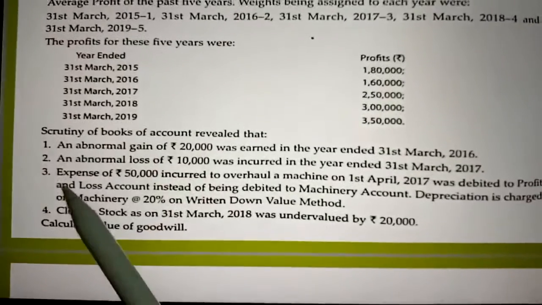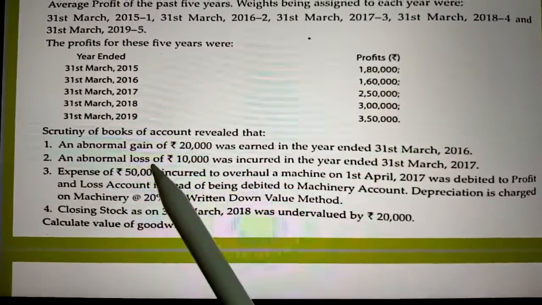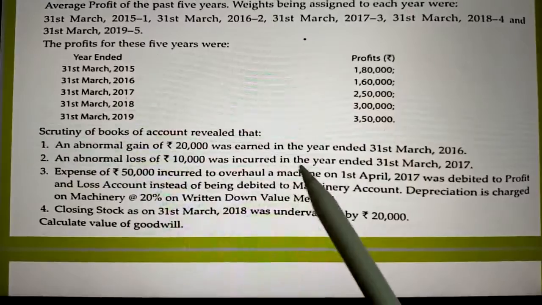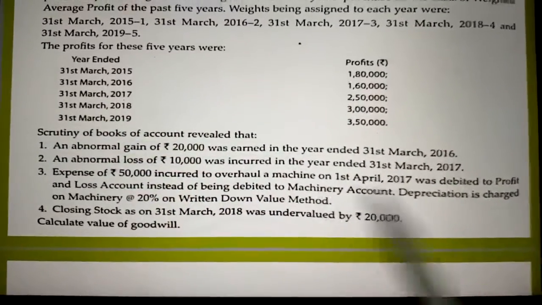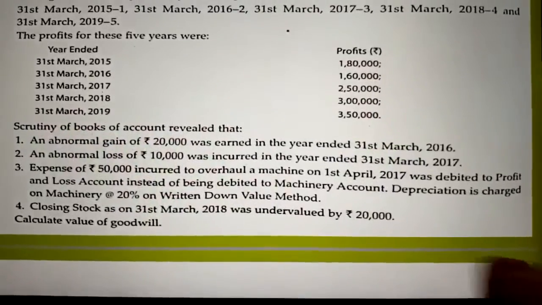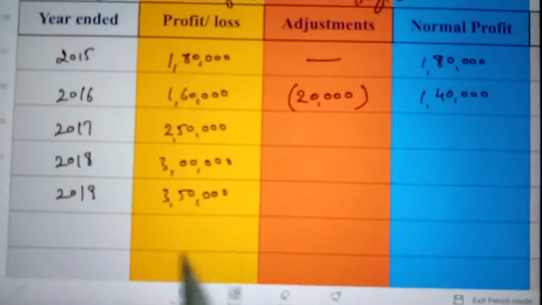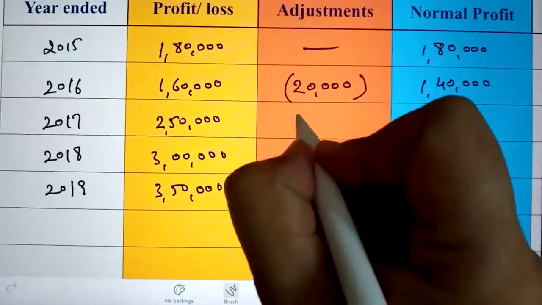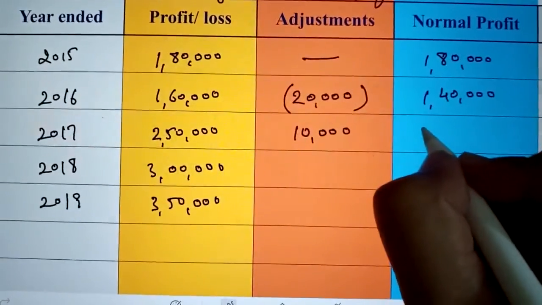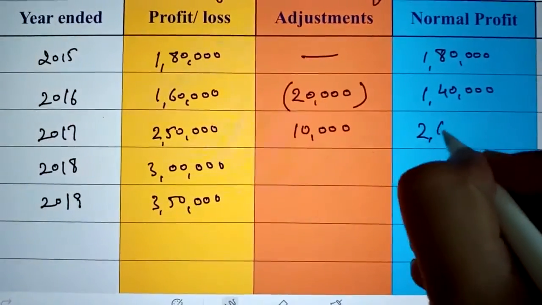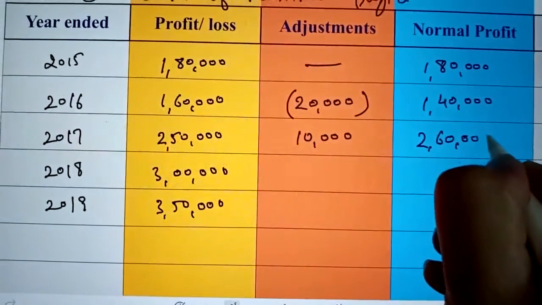And the next adjustment is an abnormal loss of rupees 10,000 incurred in the year ended 31st March 2017. Abnormal loss of rupees 10,000 should be added back. So here the normal profit comes 2,60,000 for the year 2017.